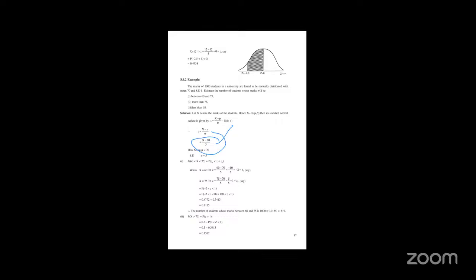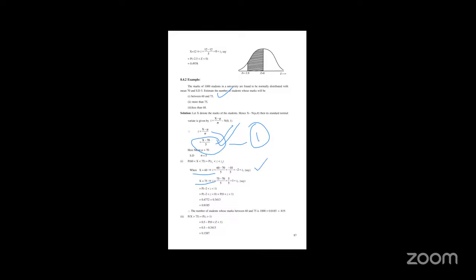In the first question, they are saying between 60 and 75, so we take X equals 60 and X equals 75, both one time. Substituting X equals 60 in equation 1, it becomes (60 minus 70) by 5, which is minus 10 by 5, which is minus 2.